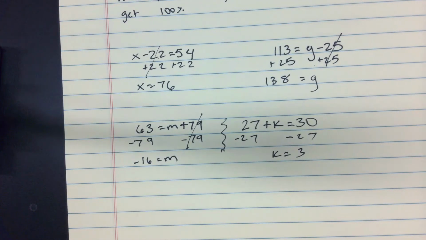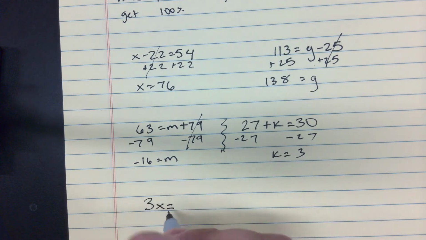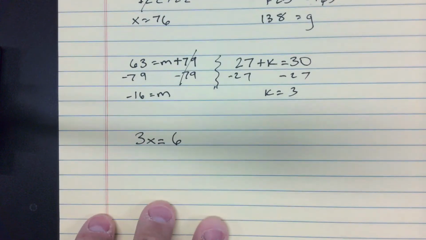That's pretty dang easy, right? That's something you guys should be able to do. You've been doing this in 6th grade or something like that. The harder thing that happens is when we have, so I'm just going to do a couple of these. So if we have 3x equals 6, how do I solve for x there?